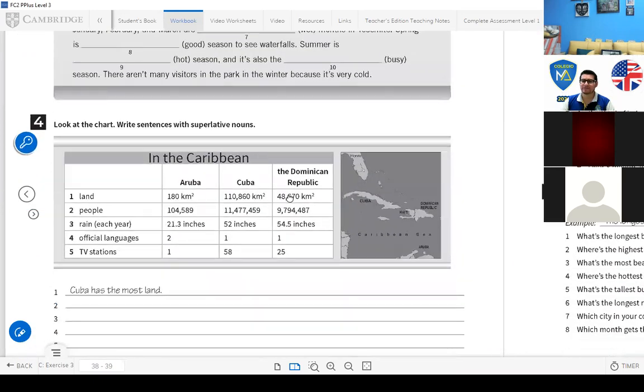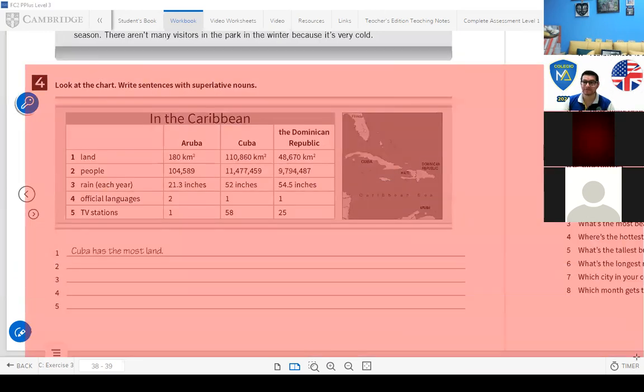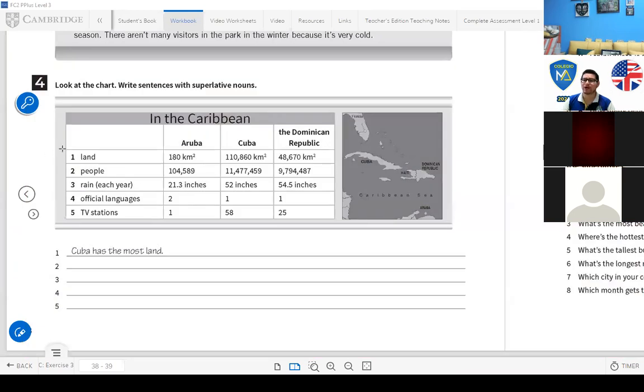It says, activity 4, look at the chart, write the sentences with the superlative nouns. We have to use the superlatives, right? For example, here we have the land, o sea, las personas, right? O perdón, la tierra, ¿no? La superficie. Aruba, Cuba, and the Dominican Republic. This is in the Caribbean, right? Pirates of the Caribbean. Oh, great.